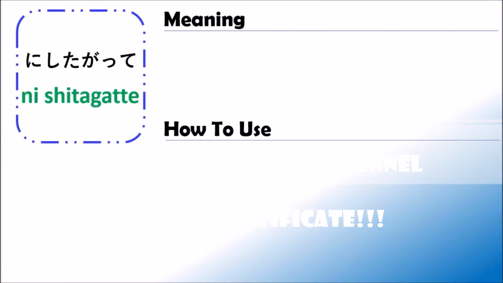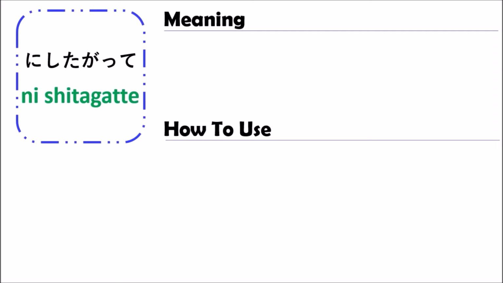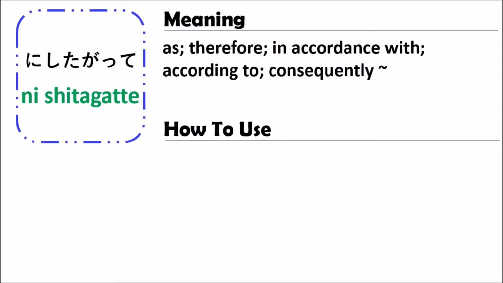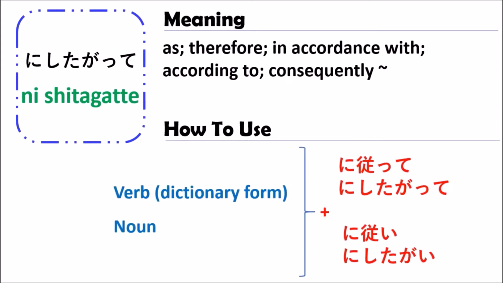Next we are going to learn about the grammar NISHITAGATTE. The grammar of NISHITAGATTE means as, therefore, in accordance with, or according to, consequently, that or something. And in Japanese, when you use the grammar of NISHITAGATTE, you can use the verb and the noun.